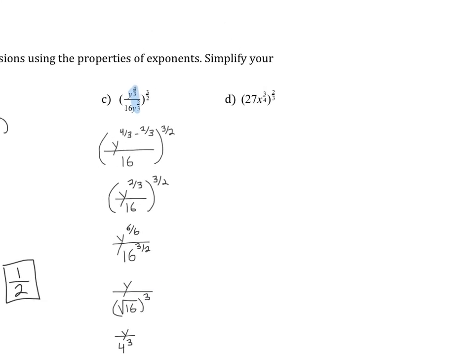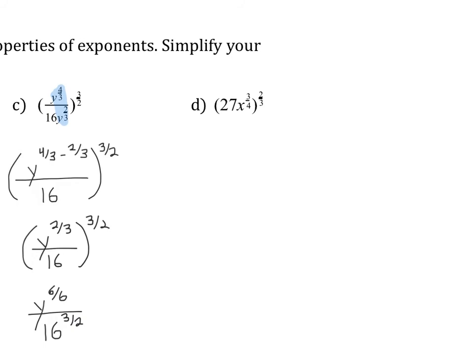All right, let's look at this last example. Here we have a product being raised to a power. So here it's really important that both parts of our product, the 27 and the x term, are raised to the power of 2/3. So this becomes 27 to the power of 2/3. And then here, since we're raising a power to a power, again, we multiply the exponents. So 3 times 2 is 6. 4 times 3 is 12.